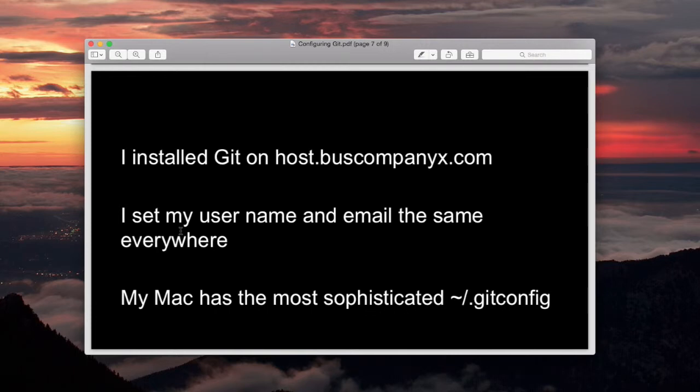Okay, next point. My Mac has the most sophisticated .gitconfig file of them all because that's where I'm really going to be doing my development. And actually, by proxy or whatever you want to call it, the changes I make are going to carry over to the virtual machine because there's a folder that's shared between the both of them, okay? But for all practical purposes, I'm going to be working on my Mac to do development. That's the operating system where Git is going to be in effect for my development.